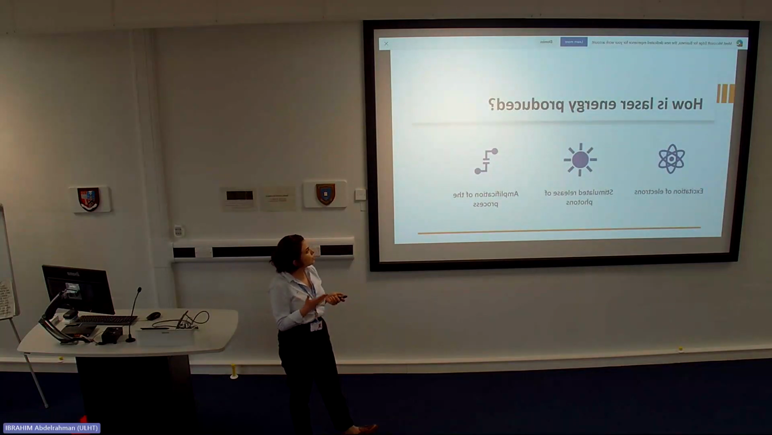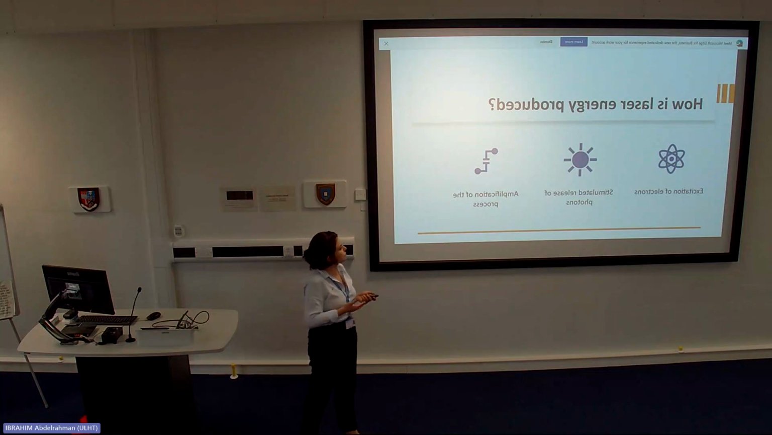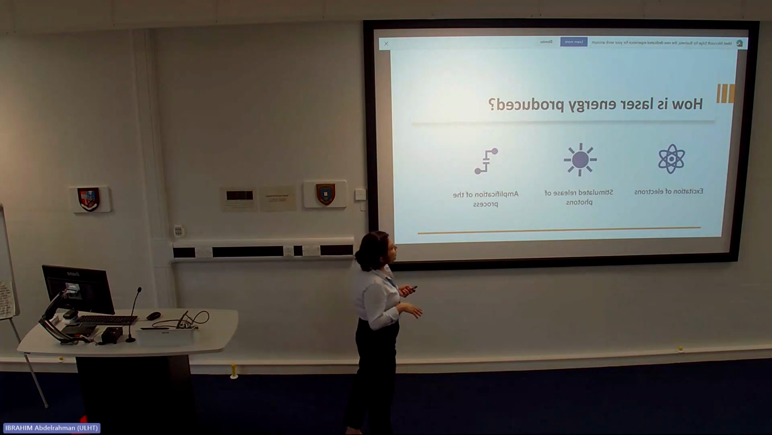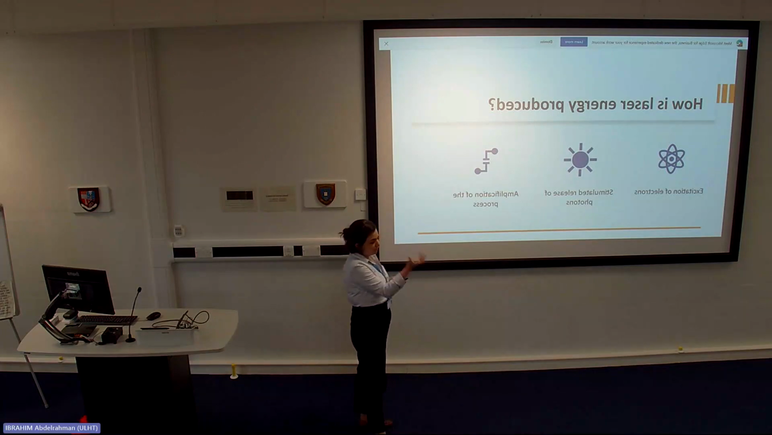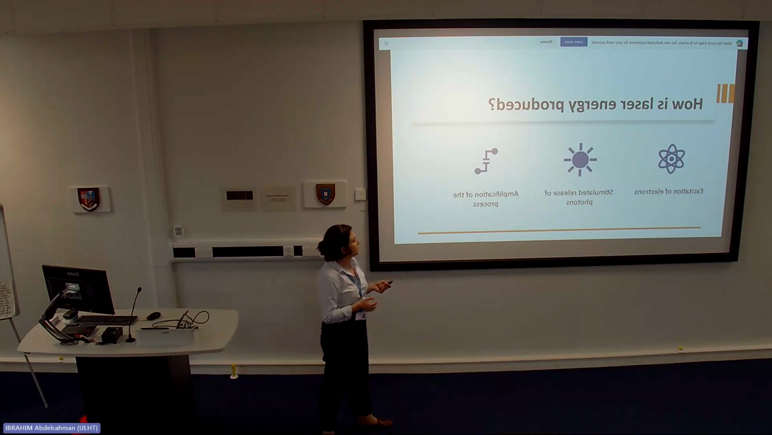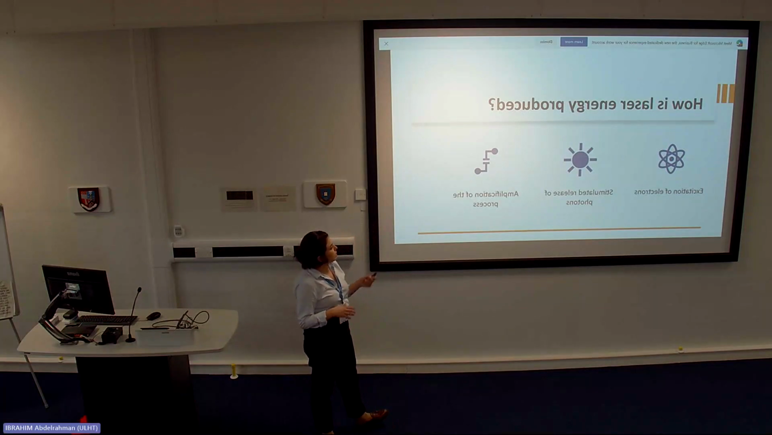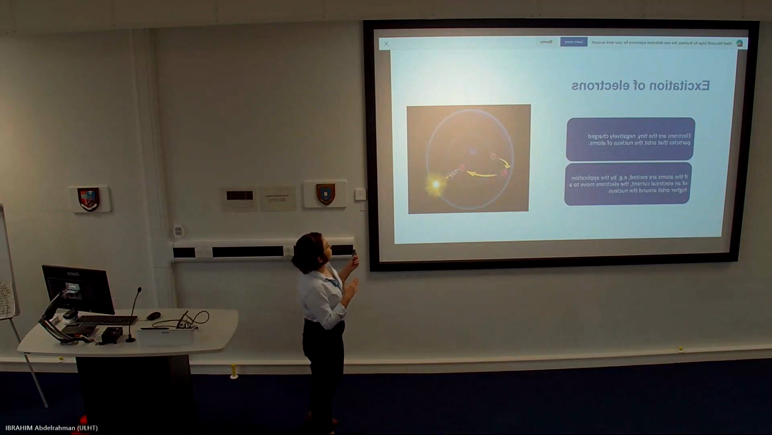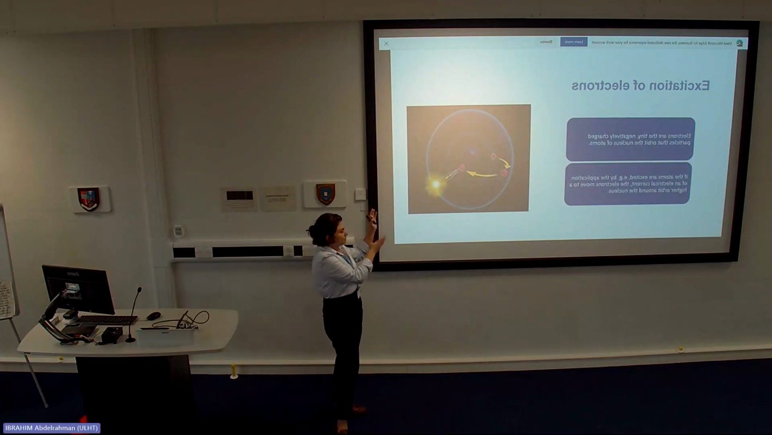And how do we produce this energy? There are three simple steps actually. We need to have an atom, and we need to excite the atom with a source of energy, and there will be a stimulated release of photons, and we need to amplify this process. We need to turn back to the basics of physics.